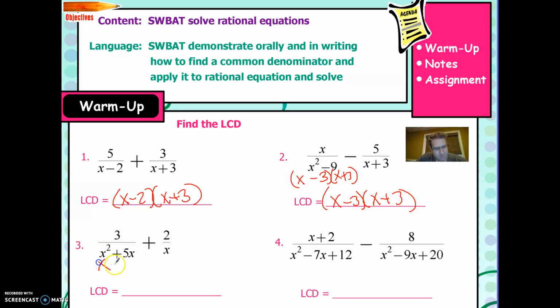For this one, I can factor out the x, and that becomes x plus 5, and then the x is the same factor here, so we don't need to write it twice. It's already one of the common factors, and multiply it by x plus 5.